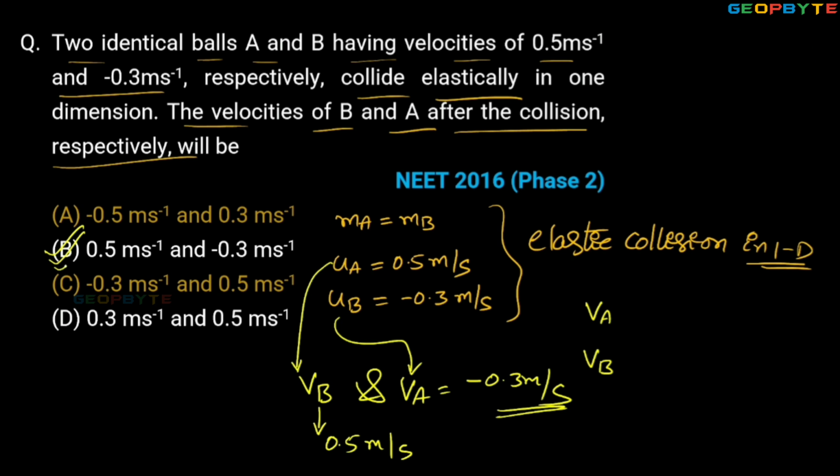Look at the options. Option B is absolutely correct. 0.5 meter per second and minus 0.3 meter per second. Understood clearly? Yes.